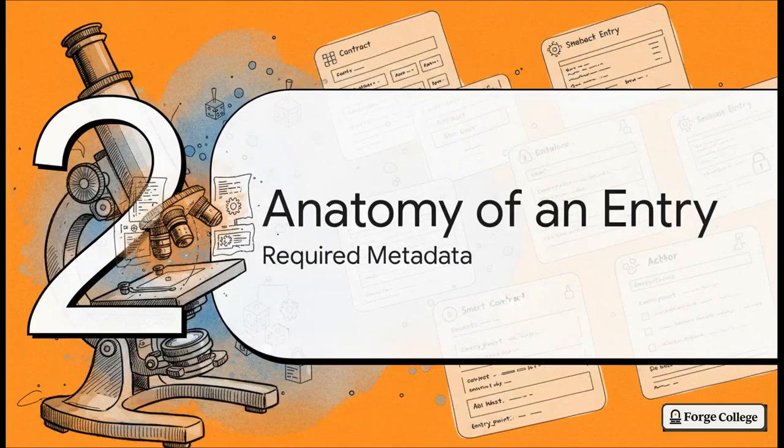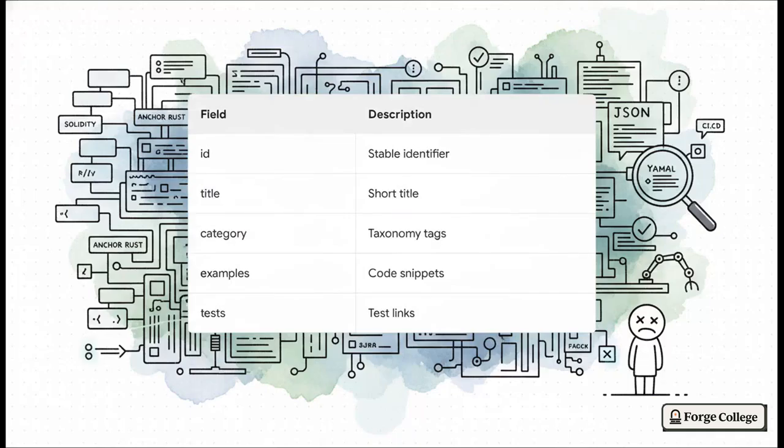Moving right along to Section 2, Anatomy of an Entry, where we establish the required metadata. This strict set of machine-readable fields is basically the beating heart of our blueprint. Every entry needs an ID, a title, category tags, explicit code examples for both Solidity and Anchor, links to tests, and diagnostic notes. By enforcing a JSON or YAML schema, automated CI checks will instantly flag any lazy developer, maybe even future you, who tries to submit undocumented code. This metadata ensures our catalog is searchable, indexable, and universally understood.